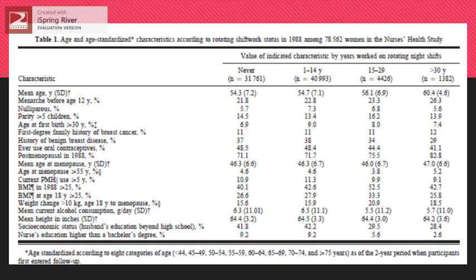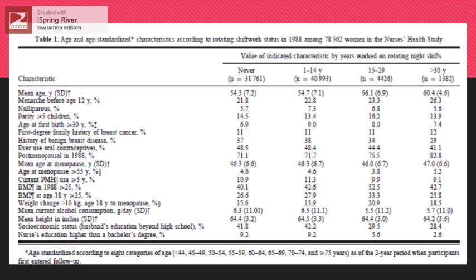So what you see here is 78,562 women in the Nurses' Health Study. This column is women who've never worked nights. There's 31,000 of them. Women who've worked nights for 1 to 14 years. Women who have worked nights for 15 to 29 years, and those who have worked nights for more than 30 years. God bless them.